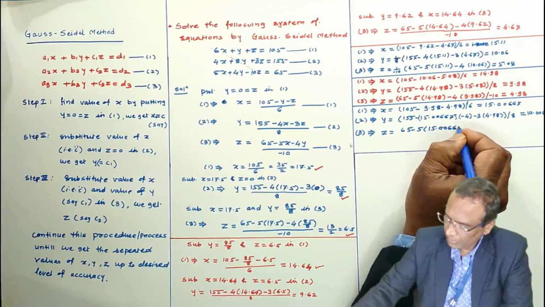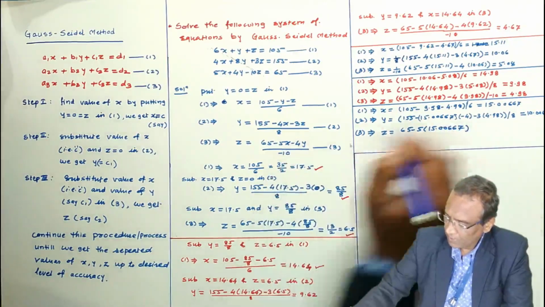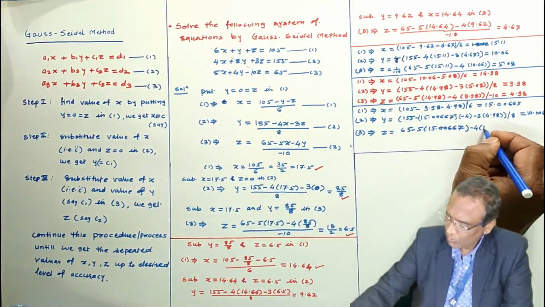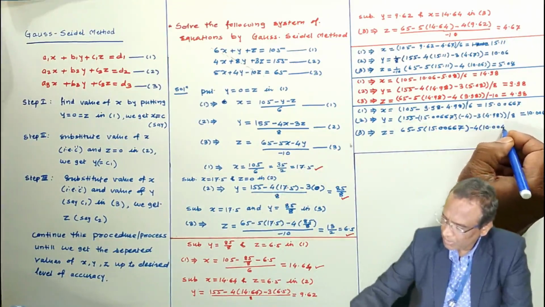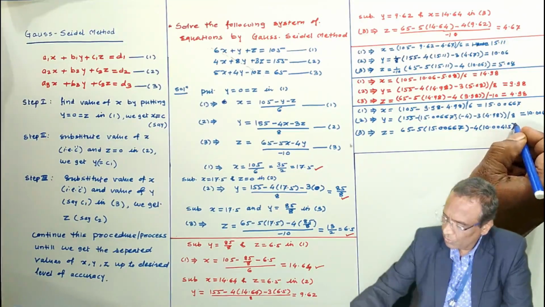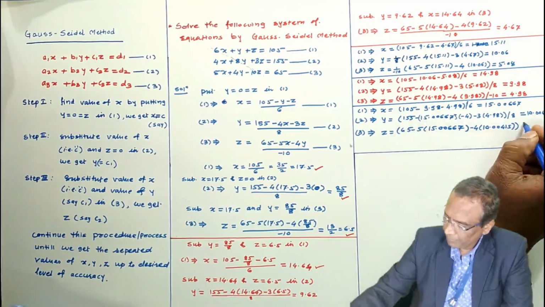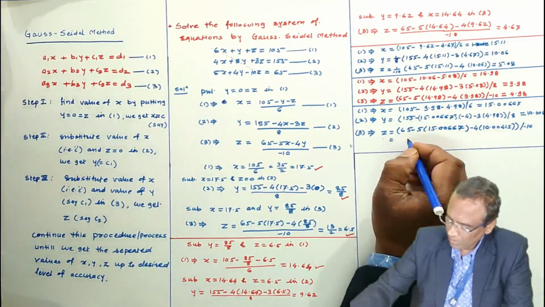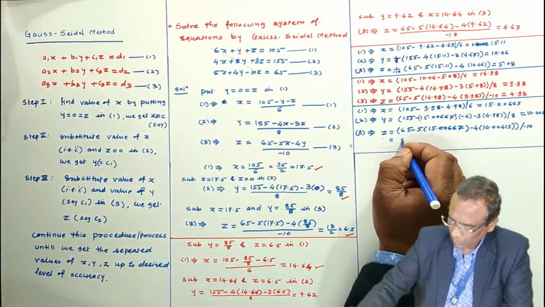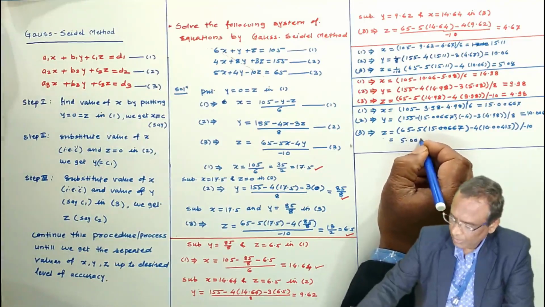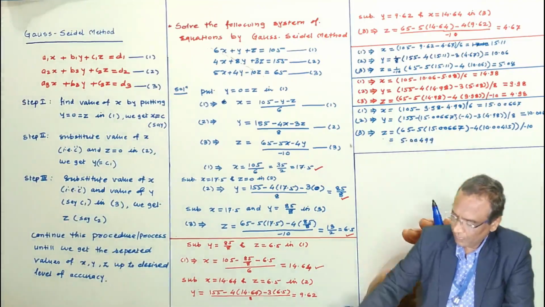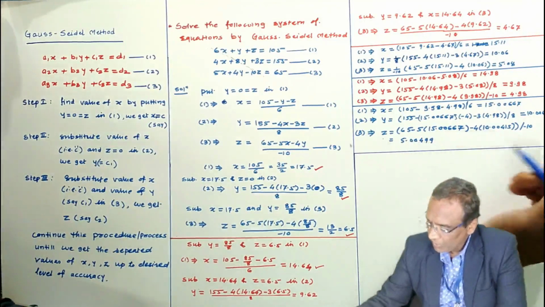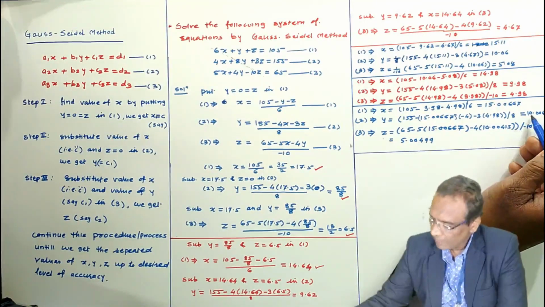Then from third equation, I'll get value of z. Substitute here: 65 minus 5 into latest value of x, which is 15.00667, minus 4 times y, latest value of y is 10.00415, and this divided by minus 10, and the value of z is 5.00499.